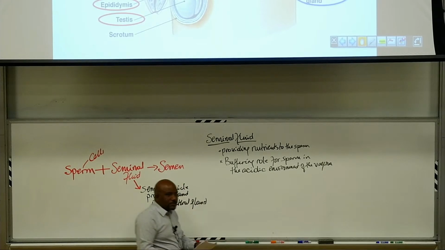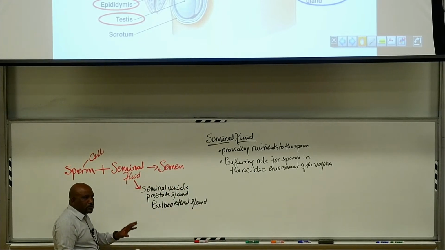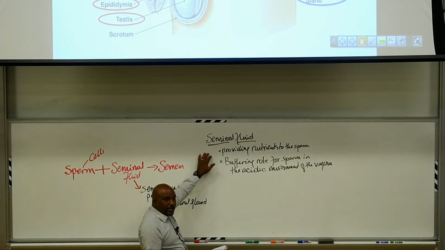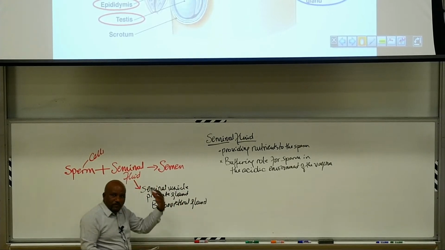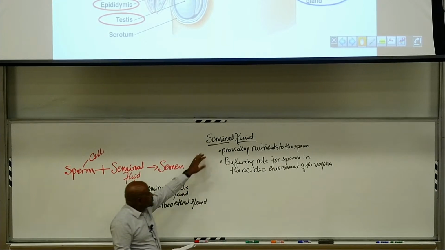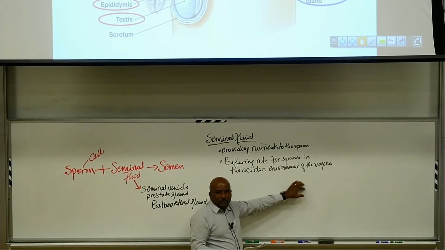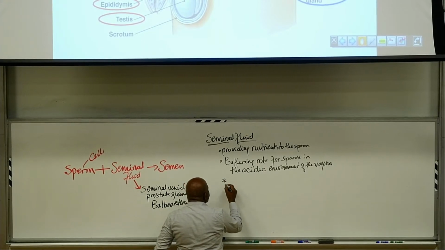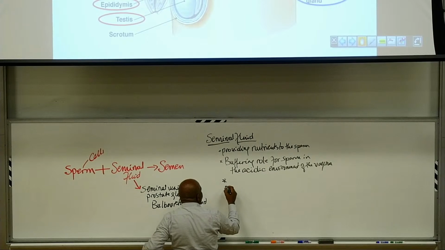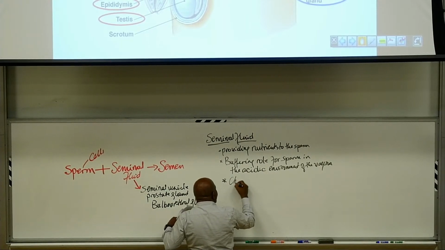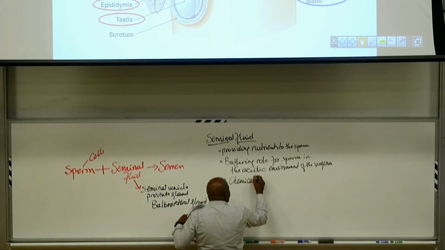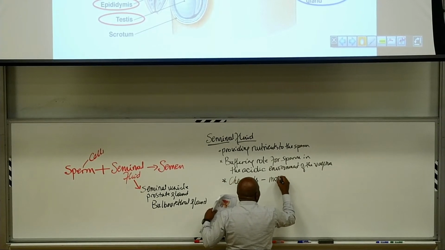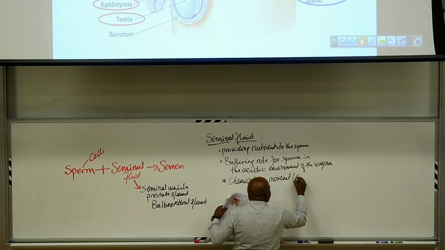Under normal conditions, the vagina is a very acidic environment, which is very toxic for the sperm, but the seminal fluid, which is containing the sperm, is providing a buffering or protection for the sperm from this acidic environment in the vagina. The other one is that this fluid contains chemicals which are important for movement, or sperm motility.